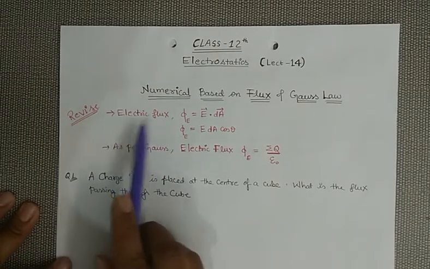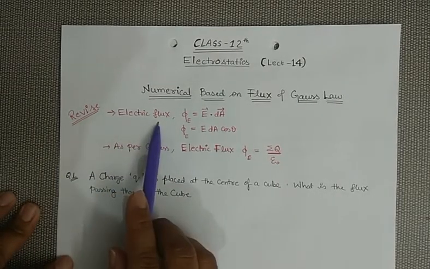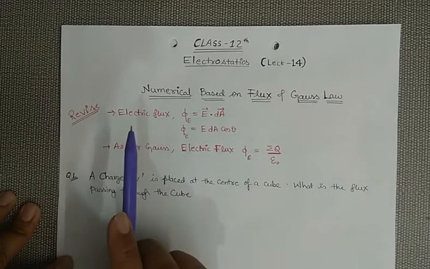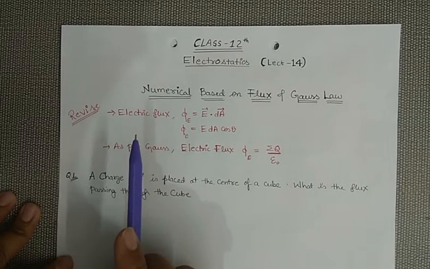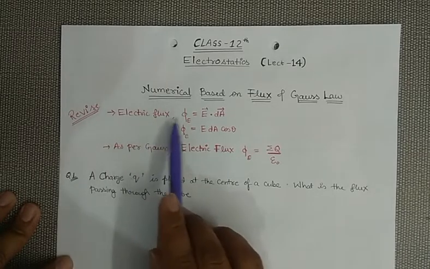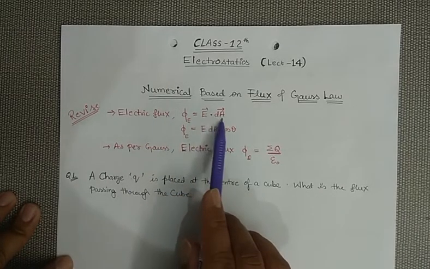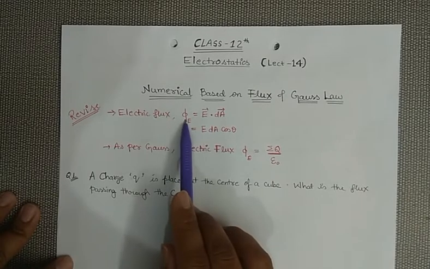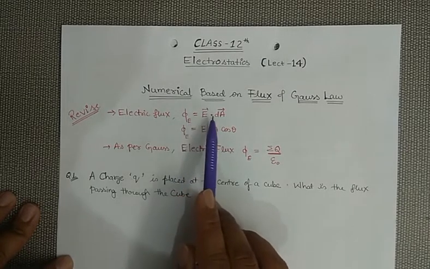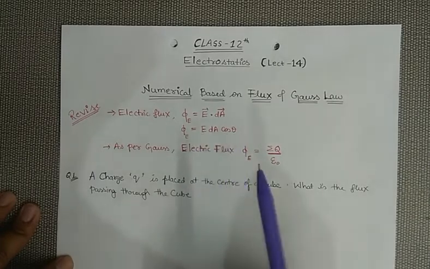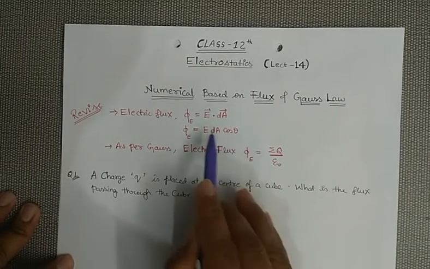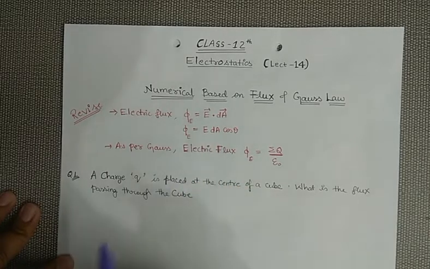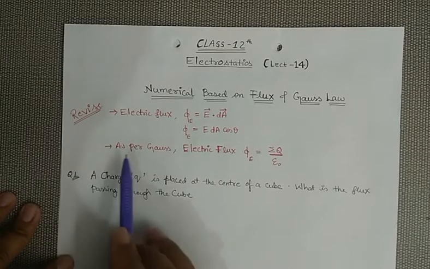As we remember, electric flux is the electric field lines which are crossing the surface in a perpendicular direction. So basically this electric flux is given as vector E dot dA. This E is the electric field and this dA is the area vector. The dot product of two vectors is itself a scalar, so flux is a scalar quantity. On removing this dot, we obtain E dA cos theta, where theta is the angle between the direction of E and the direction of the area vector.